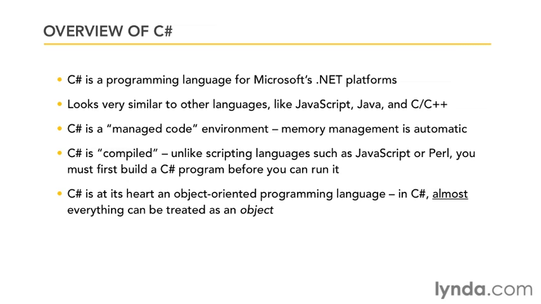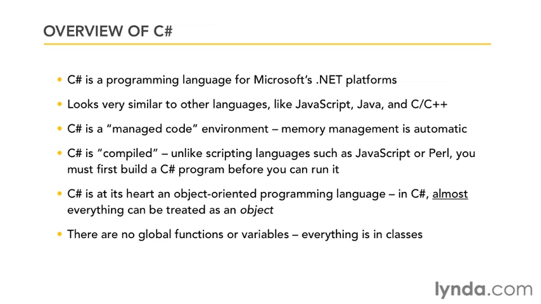Now, at its heart, C Sharp is an object-oriented programming language. In C Sharp, pretty much almost everything can be treated as an object. I've underlined the word almost there because there are a couple of esoteric cases where not everything is an object. But for our purposes in this course, you can pretty much think that everything in C Sharp is an object and can be treated that way. In fact, in C Sharp, there are no global functions or variables. Everything is in classes. And that might be different from other languages you might be familiar with, like JavaScript or C. But in C Sharp, everything has to be inside of a class, and we'll come across that as we go further into the language.